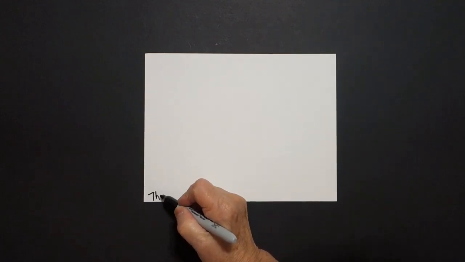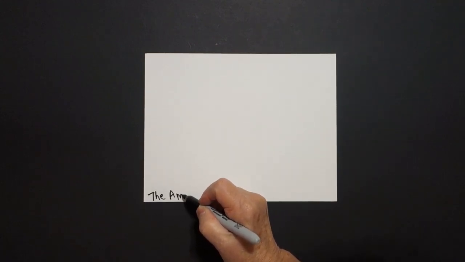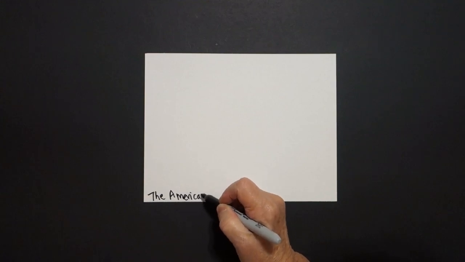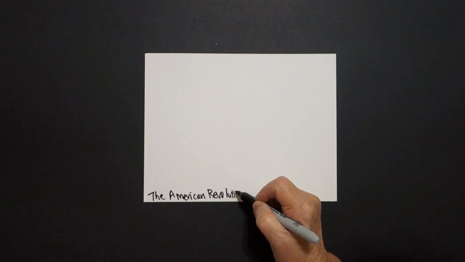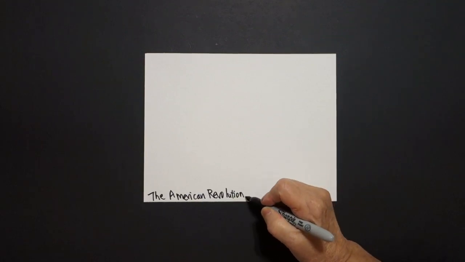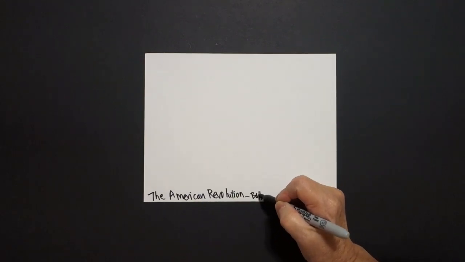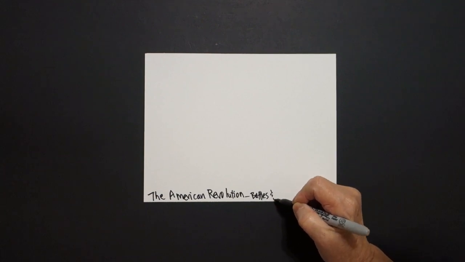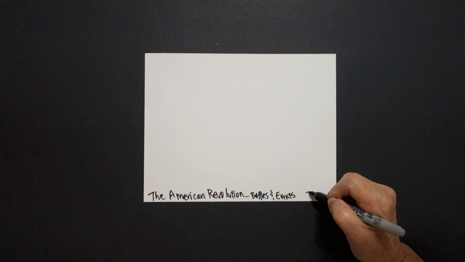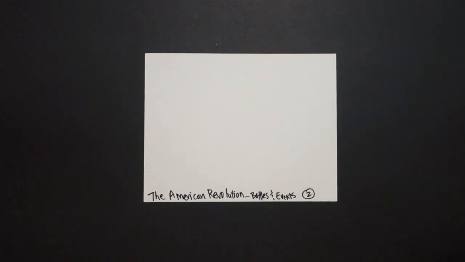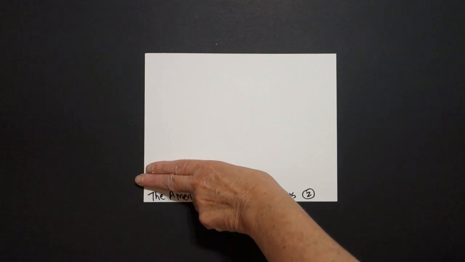Okay, let's draw. Today's project is part two of the American Revolution battles and events. And I'm going to put a number two right here circled so that we know this is part two of our timeline and our story map.